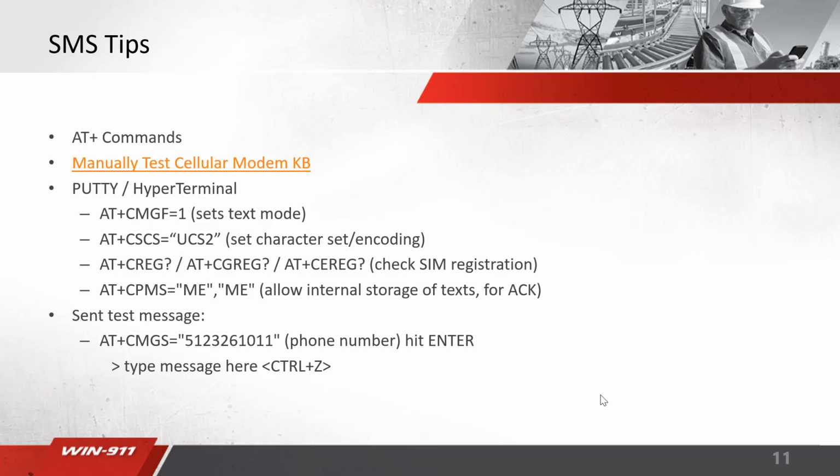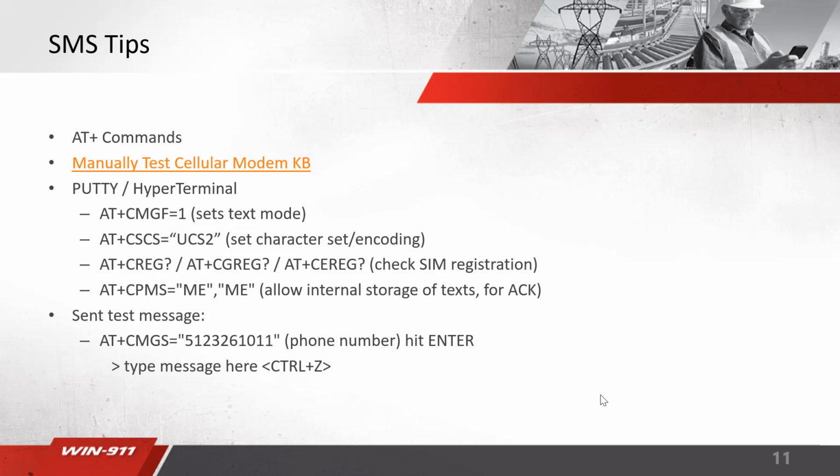You can actually send a full working text message to your phone if you do this command here, AT+CMGS. You're going to put that in, equals, quotes, and your phone number, and hit enter. And then you're going to type the message, just the word test is fine, and then hit Control-Z. And that should send the message.